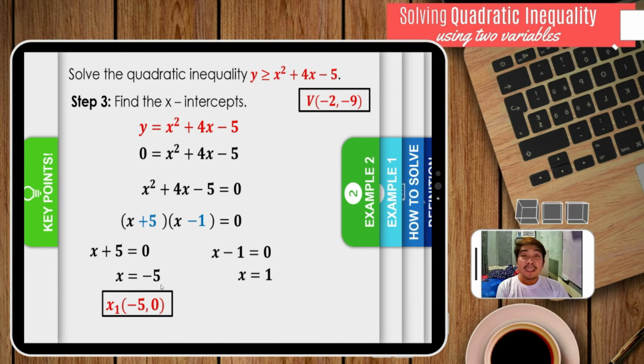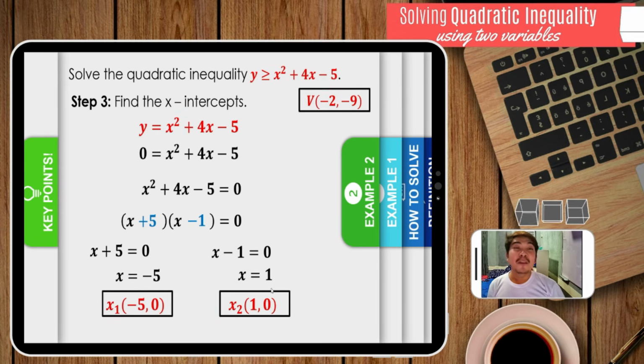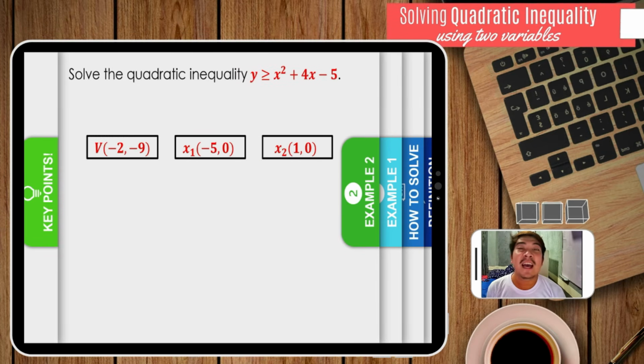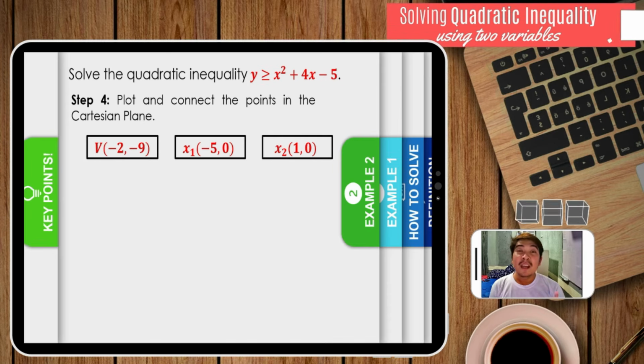So, let us denote the first x-intercept as x sub 1. Kung si x equals negative 5, is negative 5, 0, si x equals 1 naman will be 1, 0. So next, meron na tayong tatlong points. Ayan. So ang kasunod, we need to plot and connect the points in the Cartesian plane.